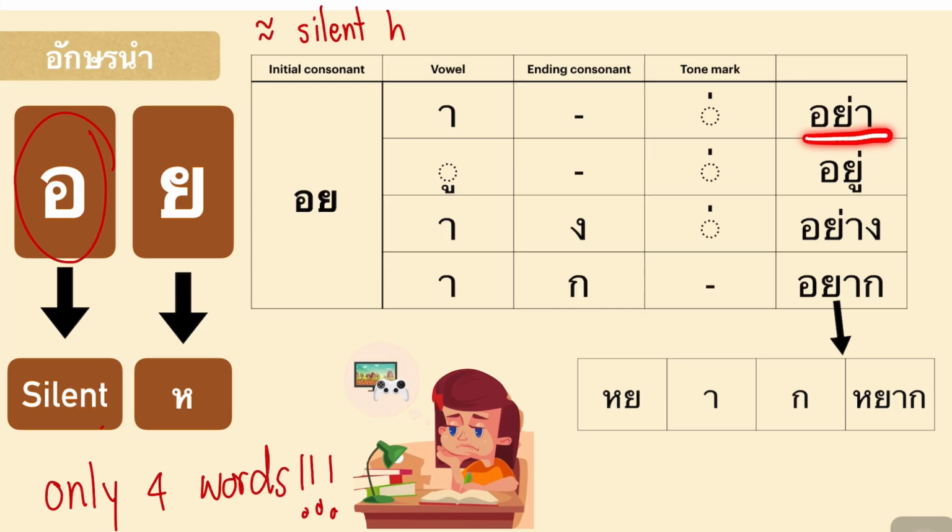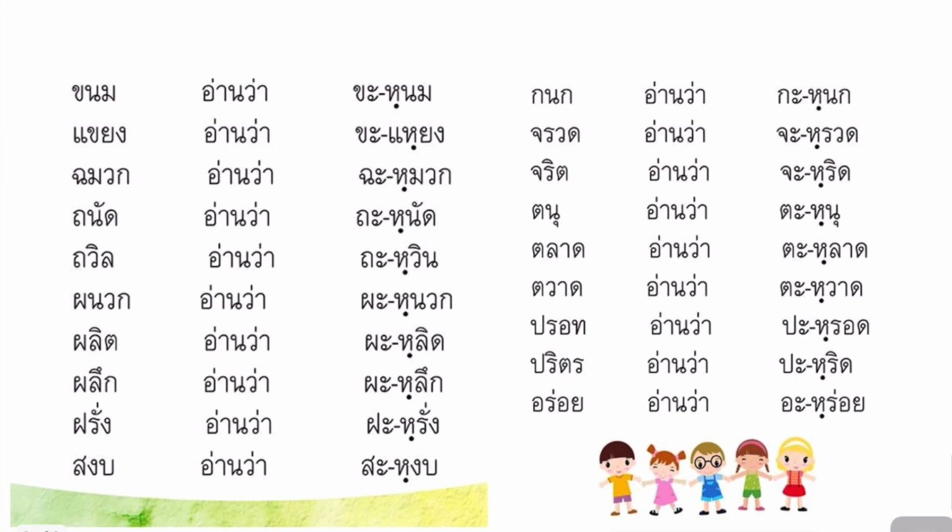The first word is ya, which means don't. The second word is you, which means to live, to stay. And then we've got yang, like, as in, for example. It's also a classifier for things as well. Ya, which is to want. Now let's practice, shall we?